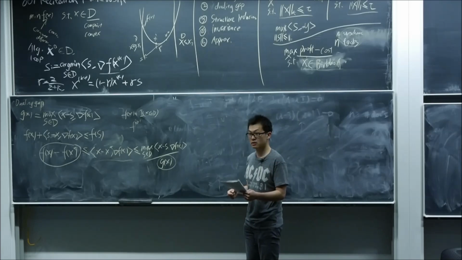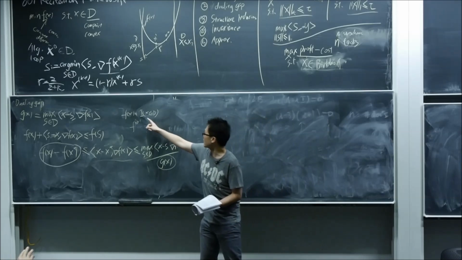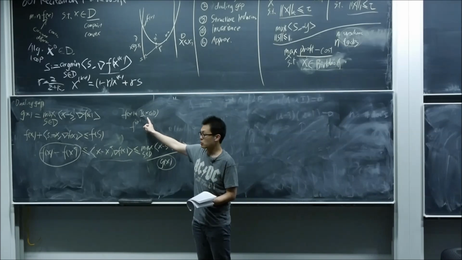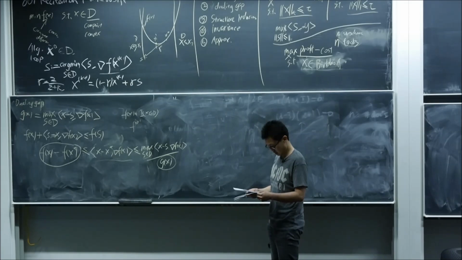Okay. So the normal Fenchel conjugate is not constrained, right? Yeah, that's why I add this indicator function. Okay.